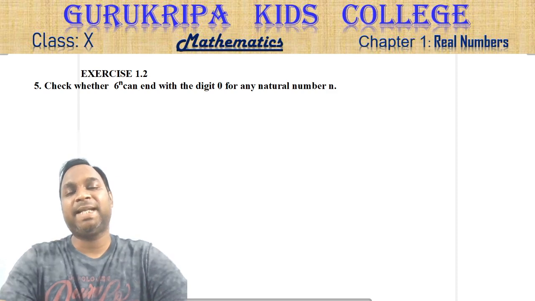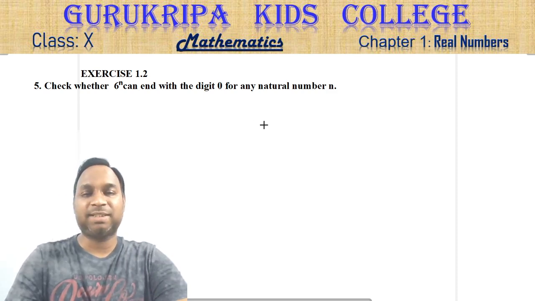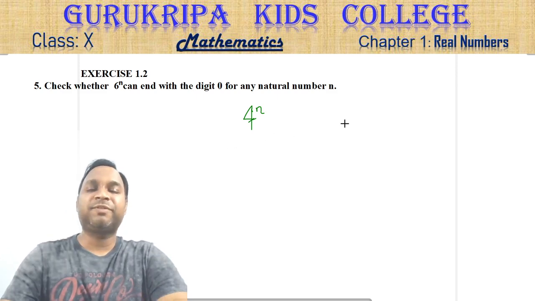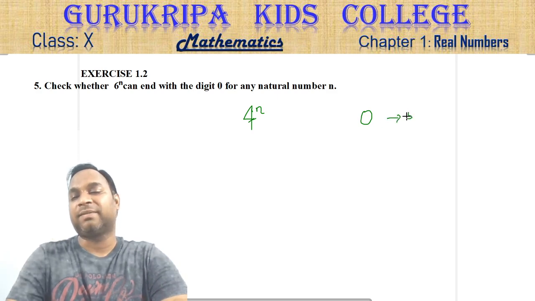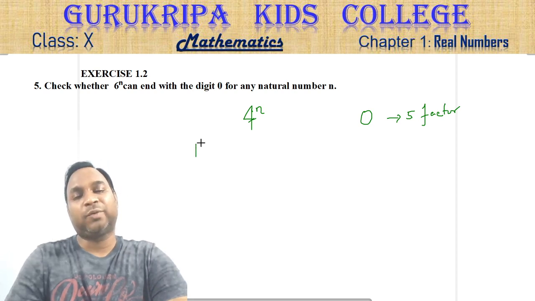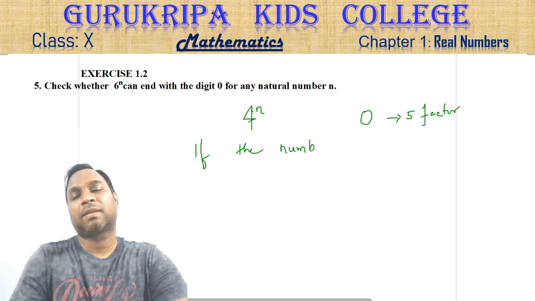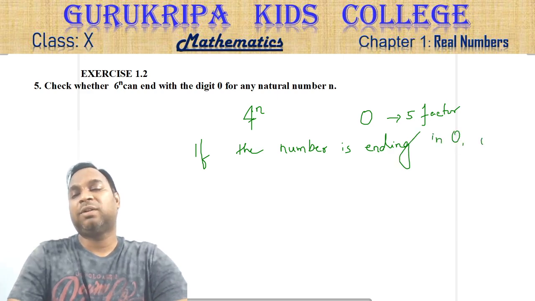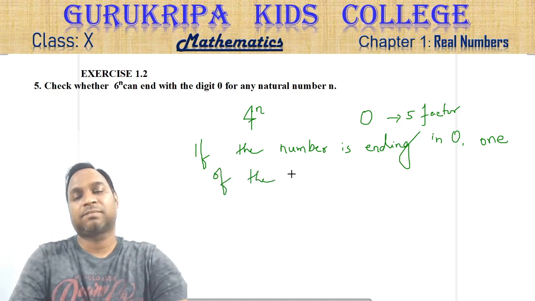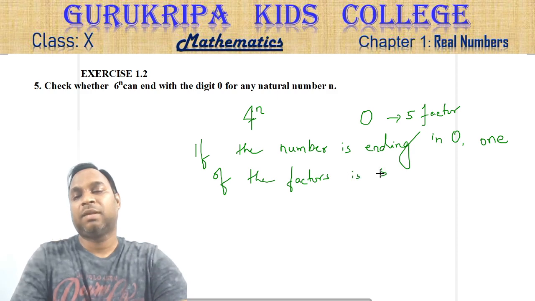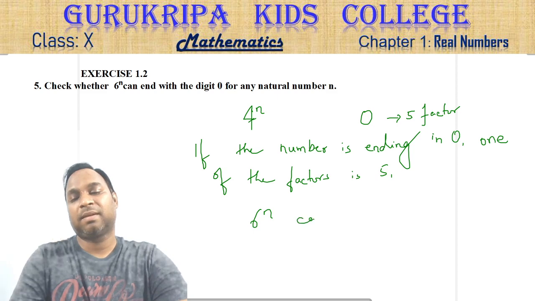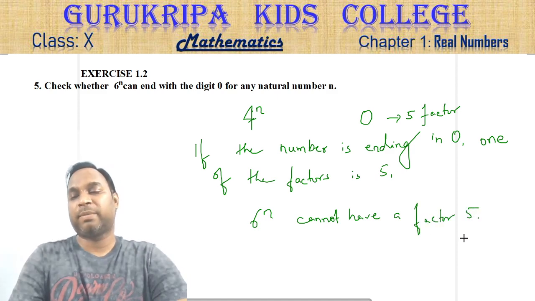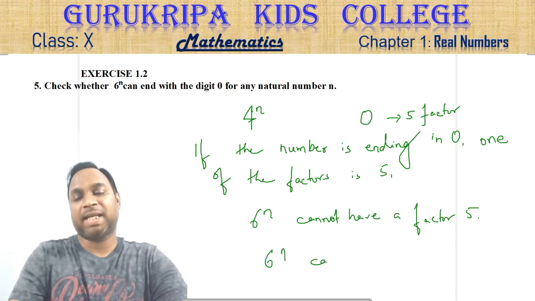Check whether 6 to the power n can end in 0 for any natural number n. We have already seen a similar question for 4 to the power n in the previous video. What did we say over there? If the number has to end in 0, 5 has to be a factor. If the number is ending in 0, one of the factors is 5, but 6 to the power n cannot have a factor 5. Therefore, 6 to the power n cannot end in 0.